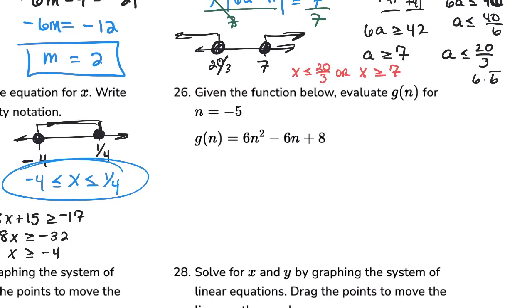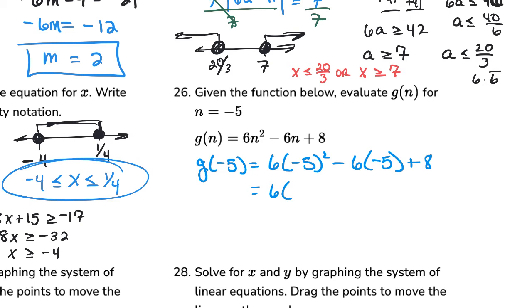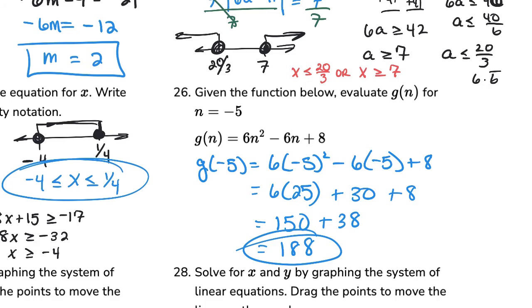26. This is another one like the very first problem. They want n to be -5, so you just replace the n with -5. Note again, I'm using parentheses. That should be -6. Putting in my -5 in parentheses. Square first. So that's 625, so that's 150. Multiply, so it's going to be plus 30. Let's go ahead and write 38 here, because 30 plus 8. And so 188 would be our final answer.